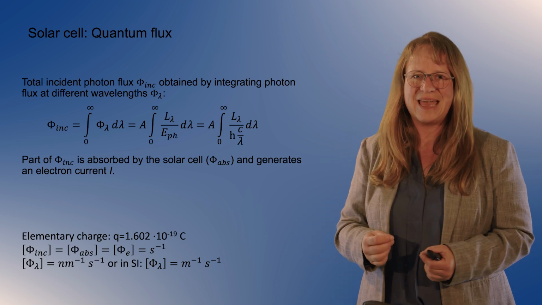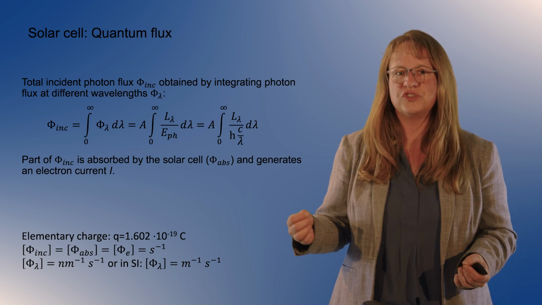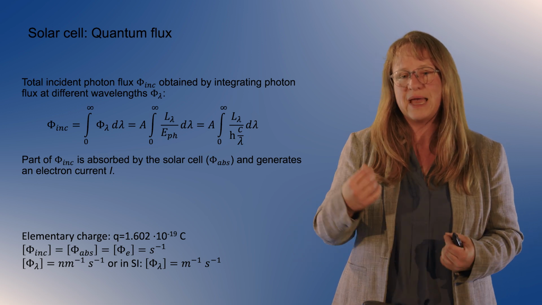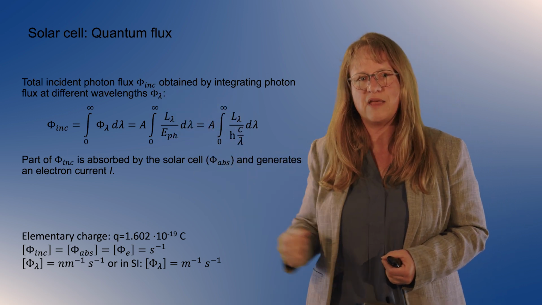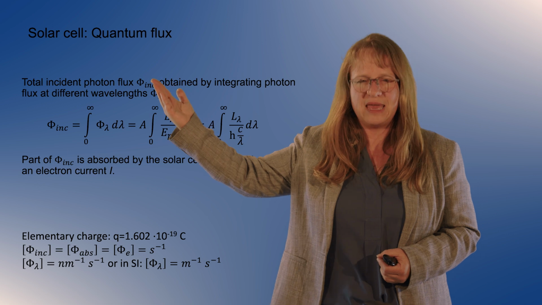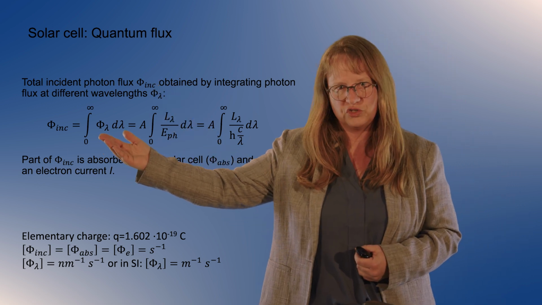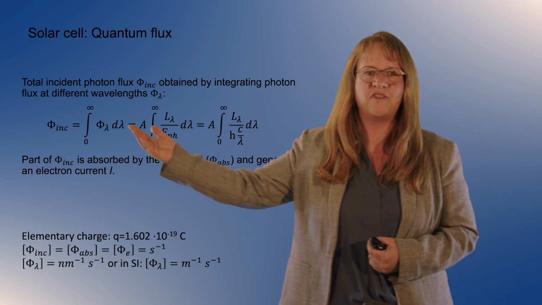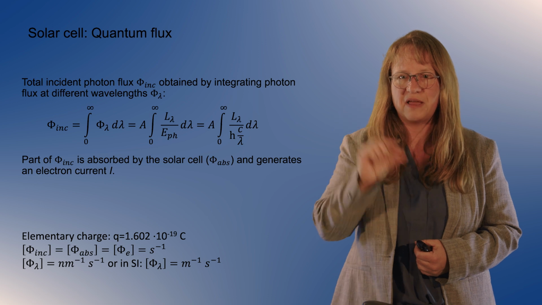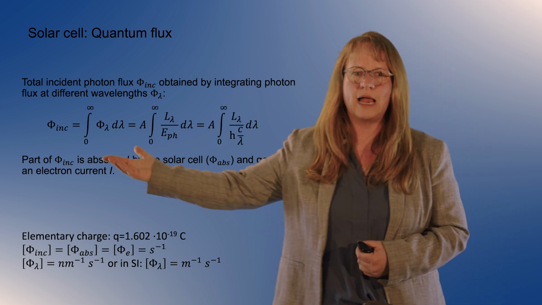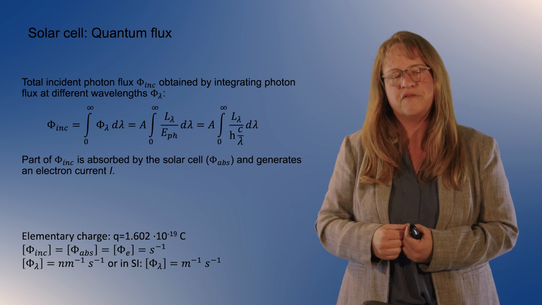And I remind you again of the wave-particle duality of light. So here we need to consider light as photons, as packets of energy, and then we can calculate how many of these photons arrive on the solar cell. And that is the phi incoming. In order to calculate that, we have to consider how many photons of different wavelengths are arriving. So the phi lambda is the number of photons per wavelength interval. Again, we need to integrate over all the different wavelength intervals in order to get the total flux.